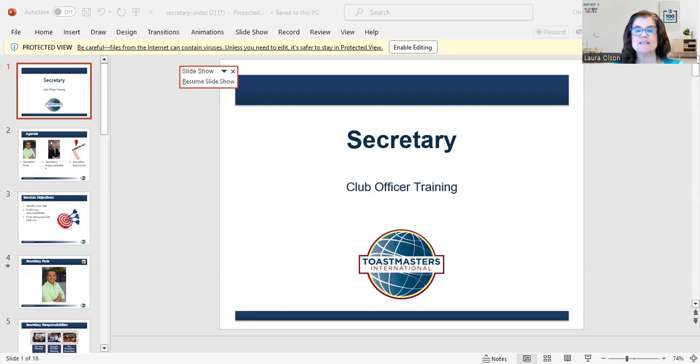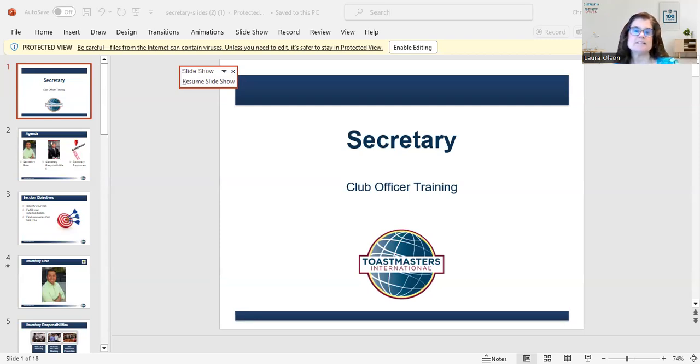In today's training, we are going to discuss what the role of the secretary is, talk about the responsibilities of the secretary, and what the resources are available for our secretaries. Today's session, we want to identify your role, how you will fulfill your responsibilities, and find resources that will help you.